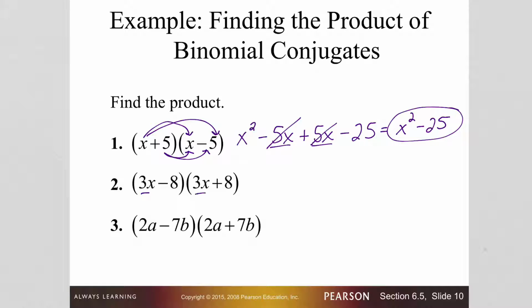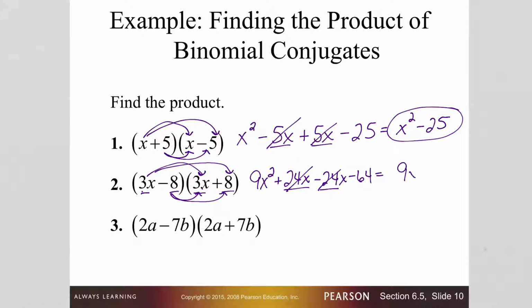So again, this is also a conjugate pair. Only differences are pluses or minuses. So I've got 3x times 3x, which is 9x squared. I've got 3x times 8, which is a positive 24x. I've got negative 8 times 3x, which is a negative 24x. I've got a negative 8 times a positive 8, which is a negative 64. Here are my like terms, and notice one's positive, one's negative, so that means they cancel each other out to create 0. And I'm left with just this.